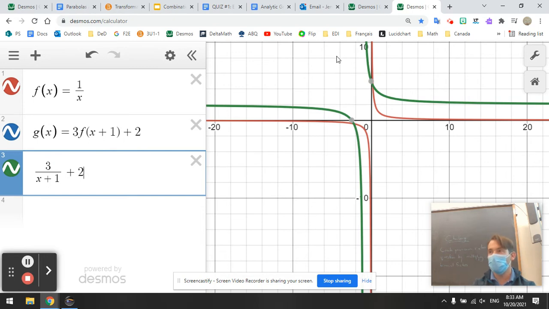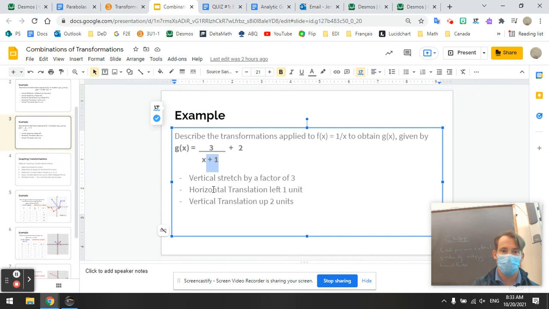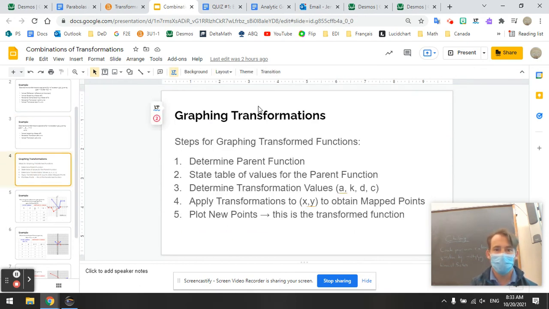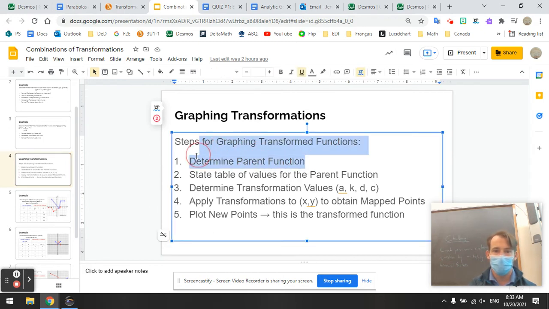So there, that's the way we apply these combinations of transformations: first do your stretches. So this is just a vertical stretch by 3. And then do your translations. When we're graphing them, one way to graph these is to first graph the parent function and then pick some points along the parent function and translate those points. Plot your new points and then put your curve through your new function.